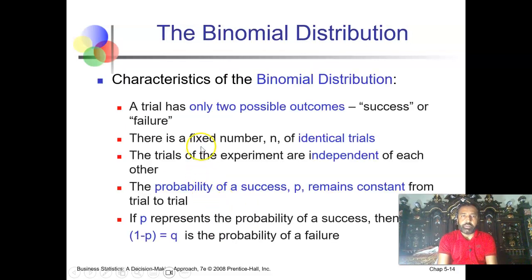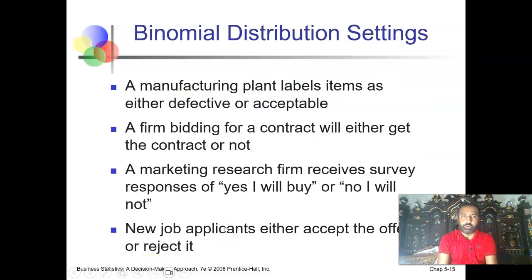In the binomial distribution, we have only 2 possible outcomes. N is the number of identical trials, and all the trials are independent of each other. Probability of success remains constant from trial to trial. We denote it by p, and if we take 1 minus p, then it is equal to q. So, p plus q will be equal to 1.